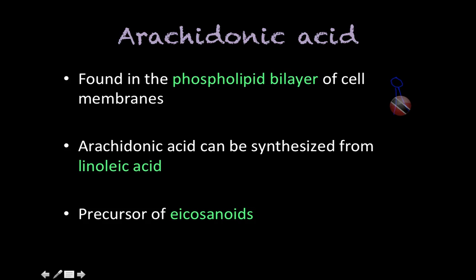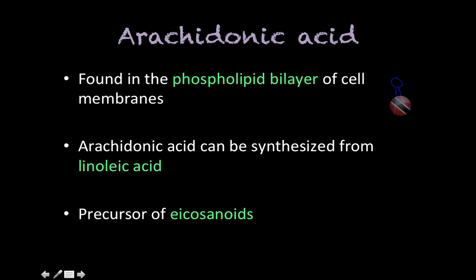We must get these fatty acids from our diets. And the 2 essential fatty acids are linoleic acid, which is an omega-6, and linolenic acid, which is omega-3. Arachidonic acid can be made from linoleic acid, so we do not consider arachidonic acid an essential fatty acid for human beings. Now, arachidonic acid plays a very, very important role in the human body.